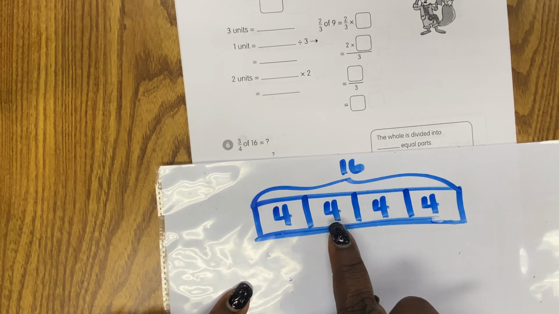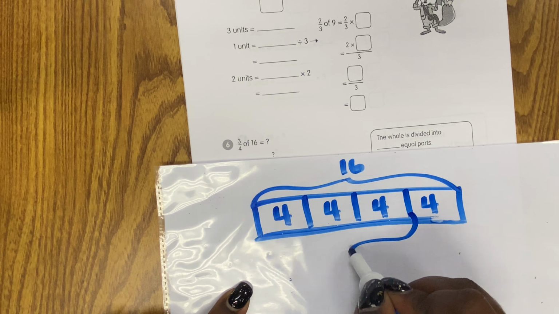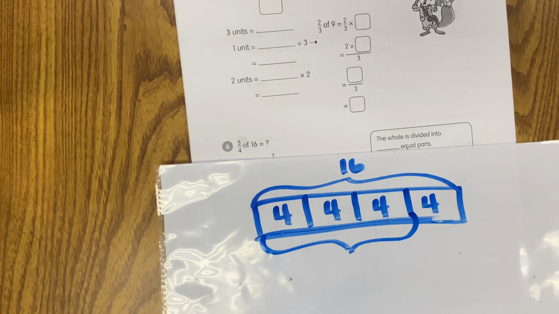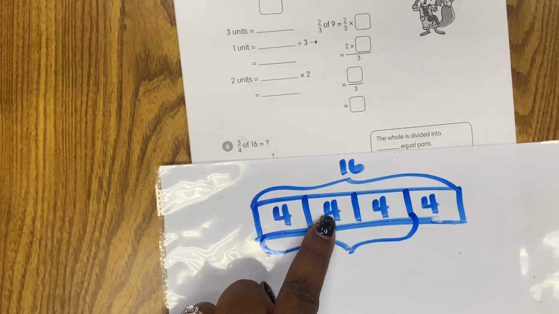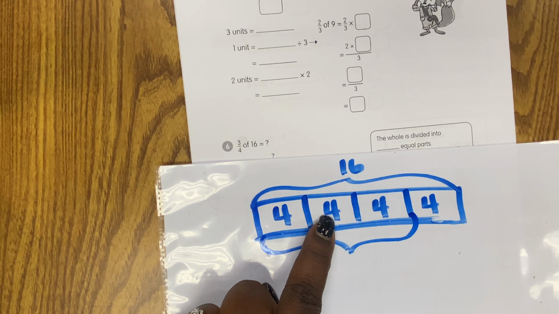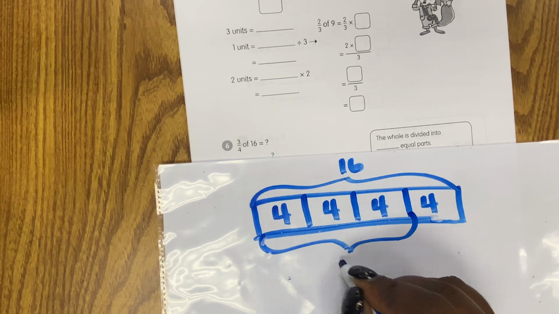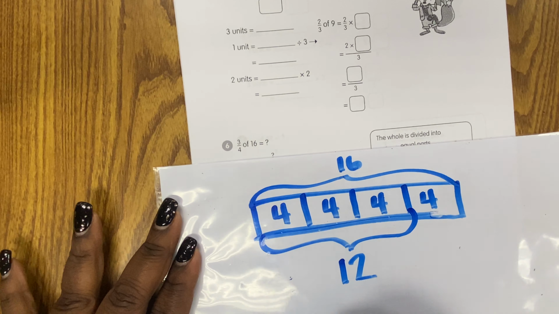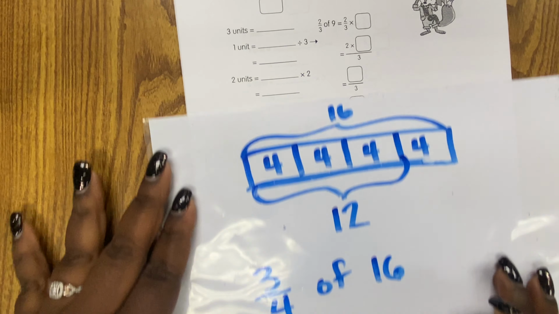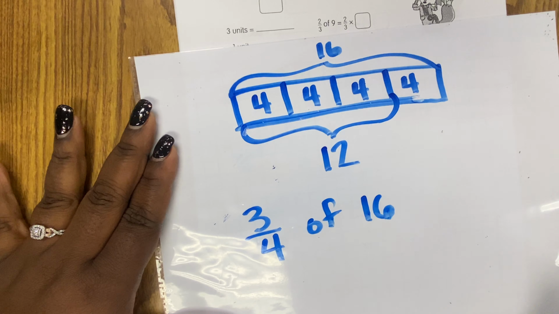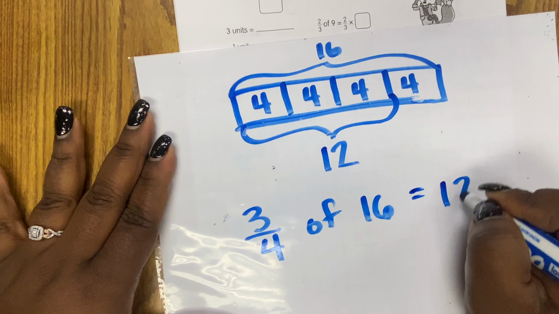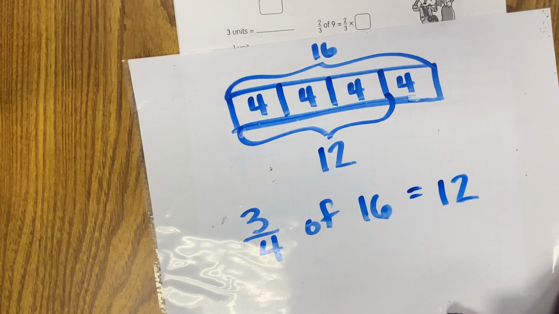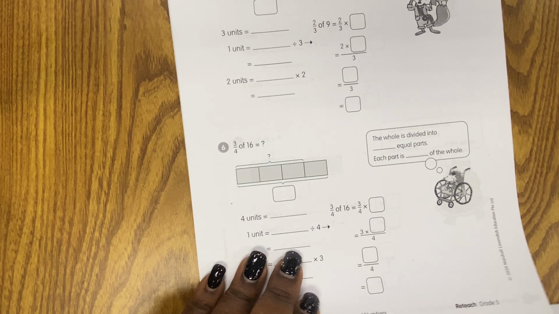So 1, 2, 3 of the 4 equal groups. Let's see how much that is. 4 plus 4 is 8. 8 plus 4 is 12. So 3/4 of 16, sorry, you couldn't see that. 3/4 of 16 is equal to 12. Let's go ahead and move on to our next one.